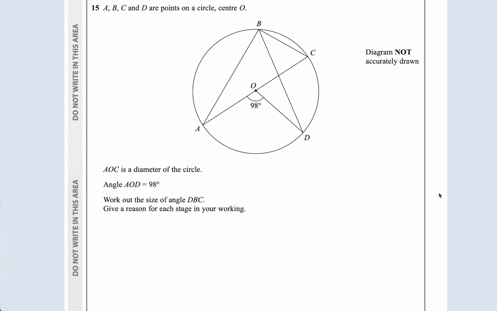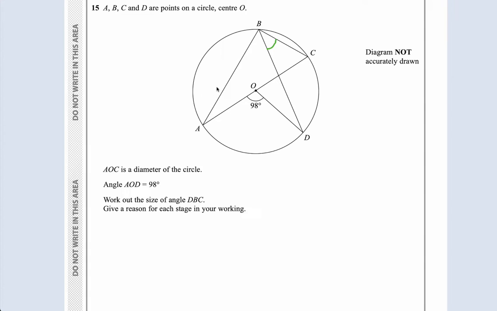Question 15. A, B, C, D are points on a circle. AOC is a diameter of the circle. AOD is 98 degrees. Work out the size of angle DBC. So we're trying to find this angle here. Give a reason for each stage of your working.